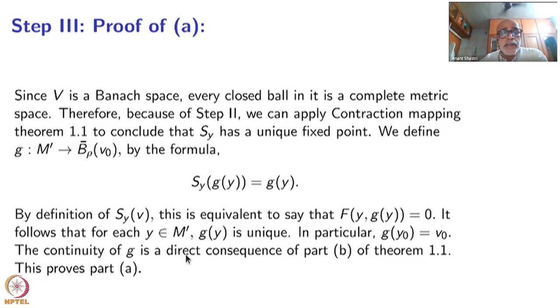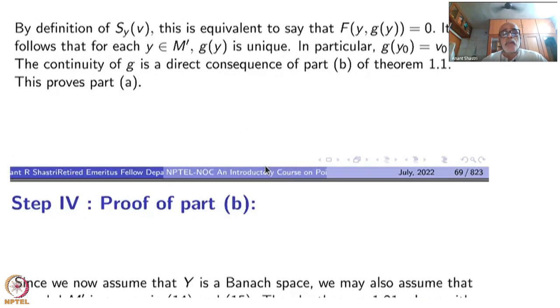The continuity of G is a direct consequence of part B of the contraction mapping theorem, which we have proved in the first module. If S_y is continuous in y, then the fixed point is continuous. That is what we have proved. So this proves part A. All right, proof of part B.